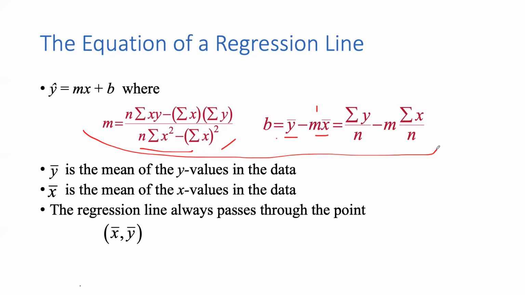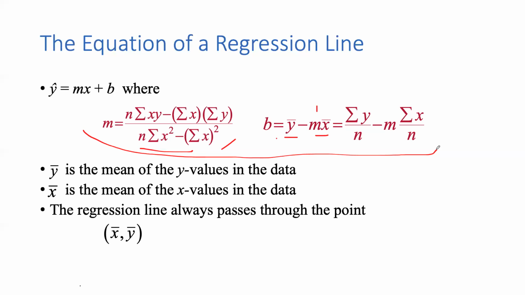The one crucial element is that the regression line always passes through the means of x and y. Wherever x bar and y bar are, the regression line is calibrated so that it passes through the point x bar, y bar.